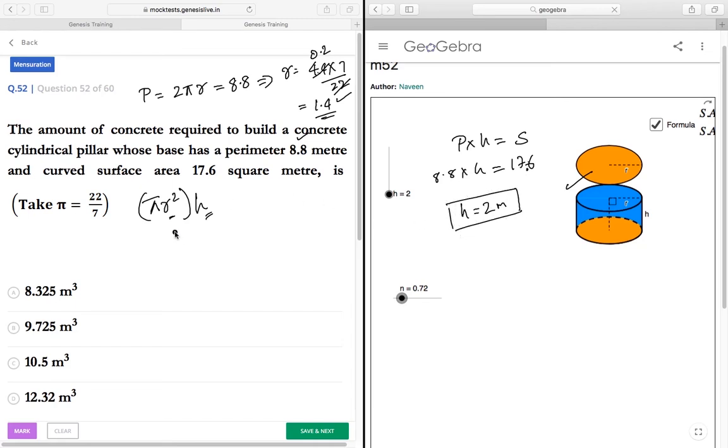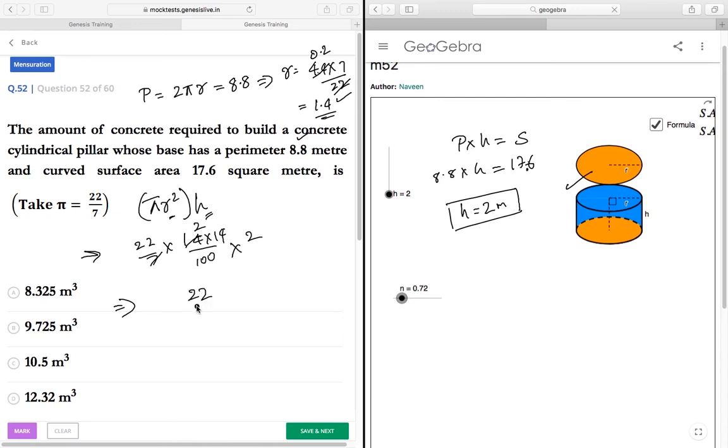Fantastic. I have got the value of r, I have got the value of h. Now I can directly substitute and get the value. So pi is 22 by 7, and then 1.4 into 1.4, or I will write this as 14 into 14 divided by 100 multiplied by height. Height is 2. So 7 2 times, then you have 22 into 14 2s are 28, 56.